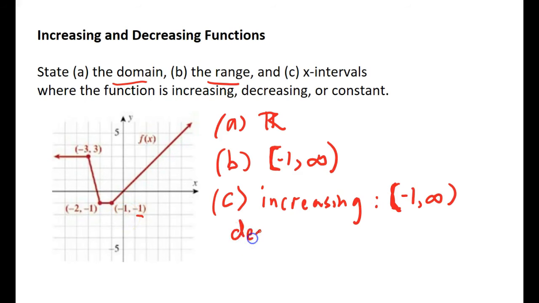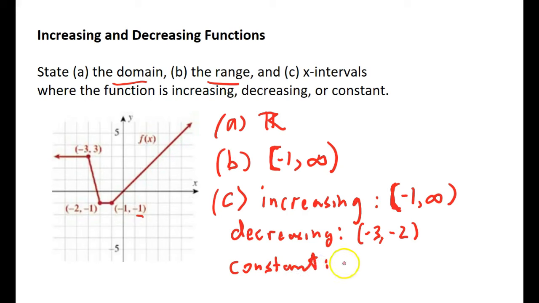Okay, where is it decreasing? These are all the places where it's going down as we read from left to right. It looks like it's going down from x equals -3 to x equals -2. So that's our interval for decreasing. Where is it constant? That means where is it flat? Where is it horizontal? I see two places. From -infinity to -3, and from -2 to -1. So that's how you know where a function is increasing or decreasing, just by reading a graph from left to right.